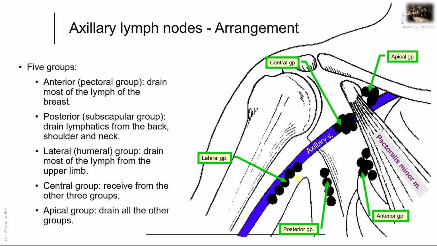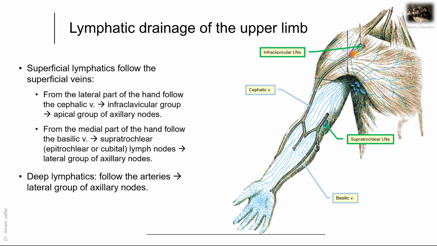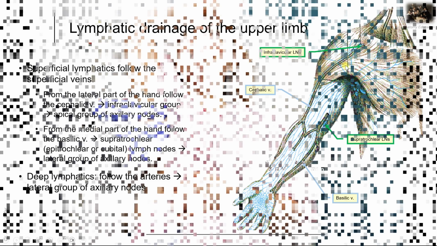And then from these 3 groups, lymph will be drained to a group which is located in the center of the axilla, called the central group. And then from the central group, lymph will be drained to the apical group here. Remember that the apical group also receives from the infraclavicular nodes.